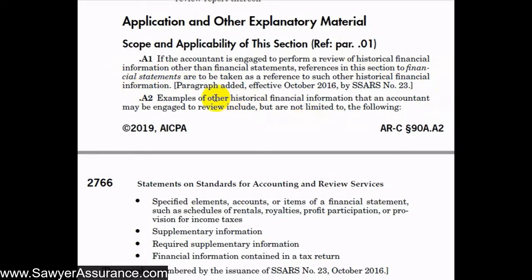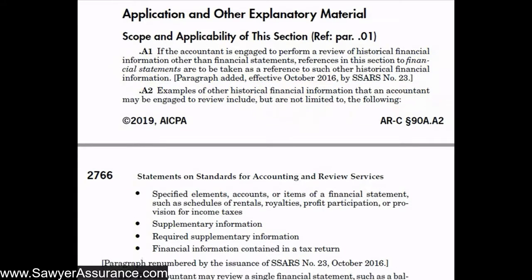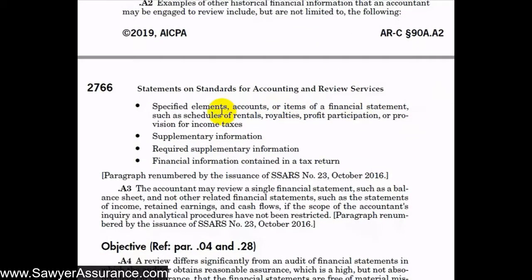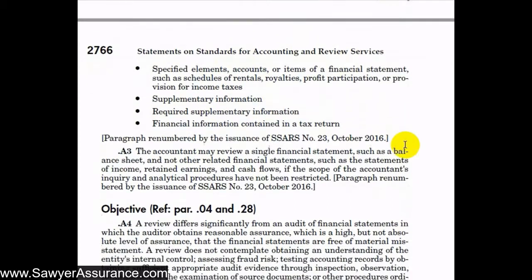Some examples of what they mean by other historical financial information might include specified elements, accounts, or items of a financial statement. For instance, different schedules, maybe of rentals, royalties, profit participation, or provision for income taxes. It also might include supplementary information, required supplementary information, or financial information contained in a tax return. So in future videos, we'll go through the reviews of these types of other historical financial information.